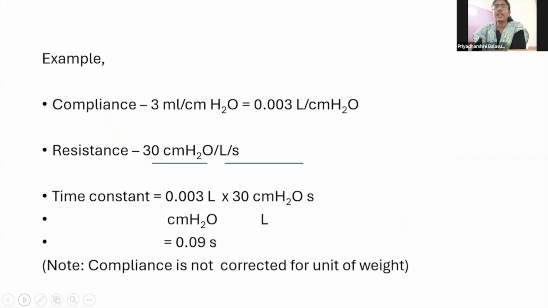So far we have seen time constant is the product of compliance and resistance. Let's move on to an example of how to calculate time constant. This neonate lung has compliance of 3 ml per centimeter of water and resistance of 30 centimeter of water per liter per second. So time constant is product of compliance and resistance. So 3 ml we are converting to liter, which is 0.003 liter, and the resistance of 30 centimeter water per liter per second. So one time constant here will be 0.09 second.